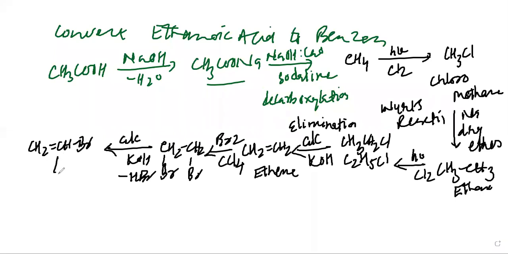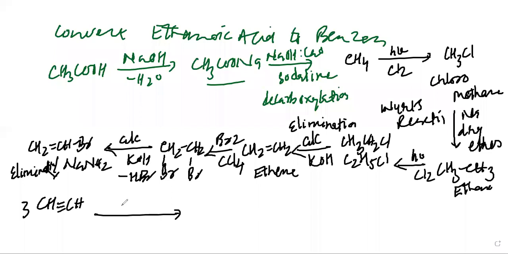This CH2 double bond CHBr, when it reacts with sodamide, my dear students, there will again be elimination, and we will get CH triple bond CH. Three molecules of CH triple bond CH, when they are passed through the red hot iron tube at 873 Kelvin, give us benzene.